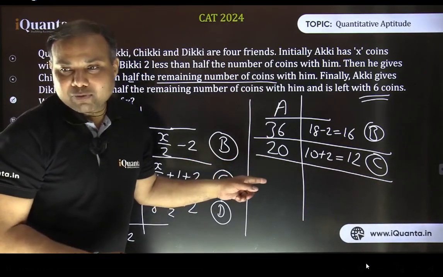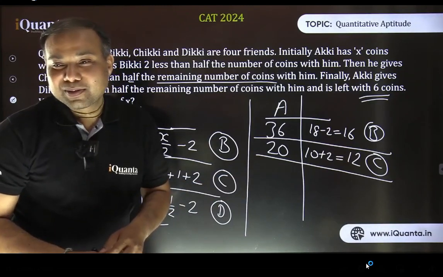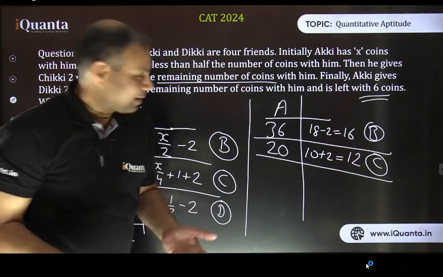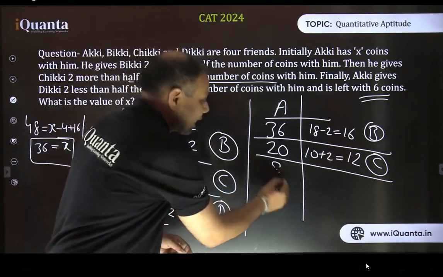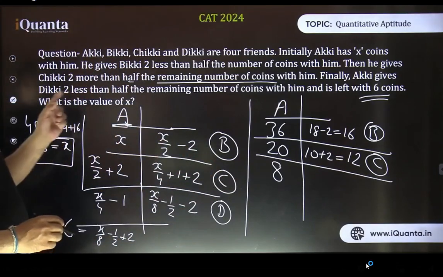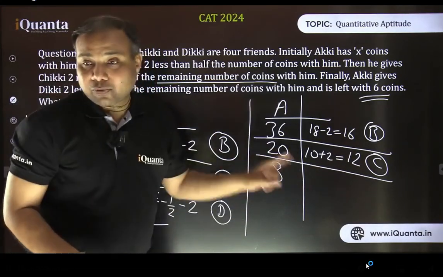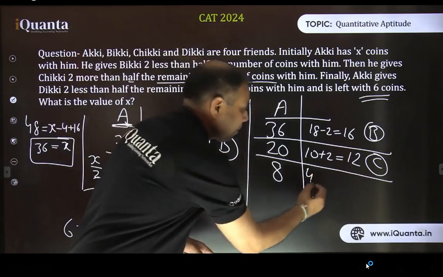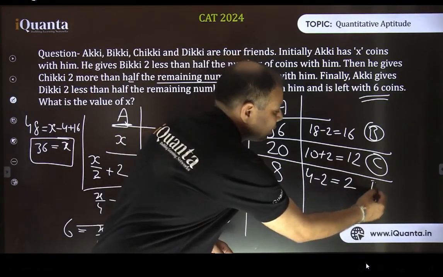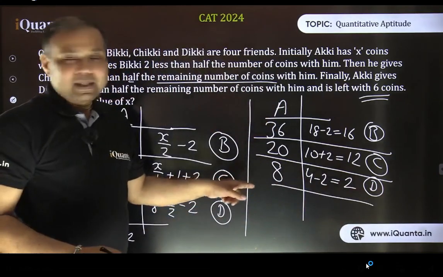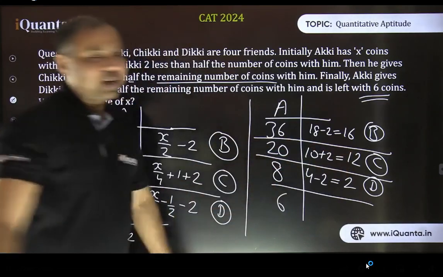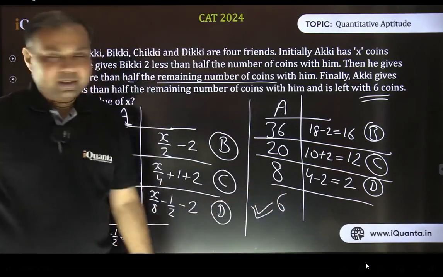What is the remaining number of coins with A now? It is 8, right? So 20 minus 12, that is 8. Now the final step. A gives D 2 less than half the number of coins remaining with him. So its half is 4, and 2 less than that is 4 minus 2. So he gives only 2 coins to D. Now what is the remaining number of coins with A? That is of course 8 minus 2, which is 6. Answer verified. Done.